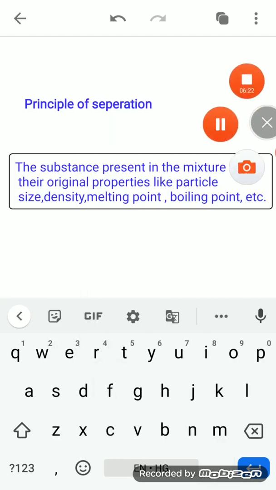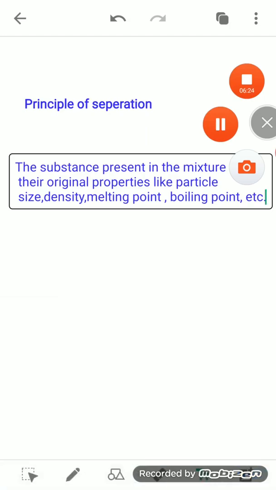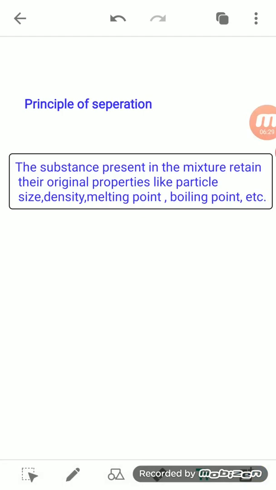Okay, so this is the first principle, that the substances present in the mixture retain their original properties, like particle size, or what kind of density they have, or what kind of melting point they have. Okay, melting point is the temperature at which the substance starts to melt. Boiling point is the temperature at which the substance starts to boil. Okay, so they keep their original properties.